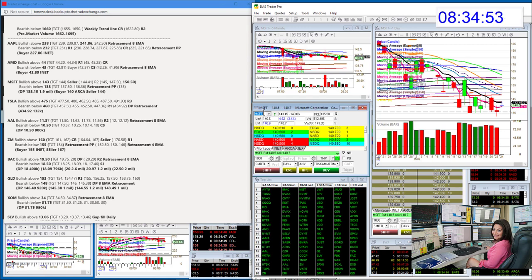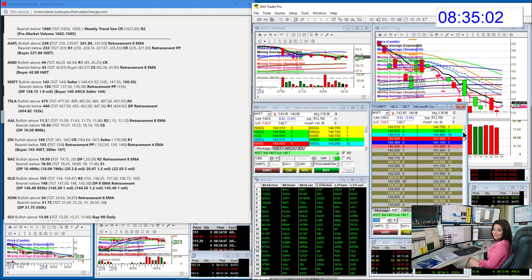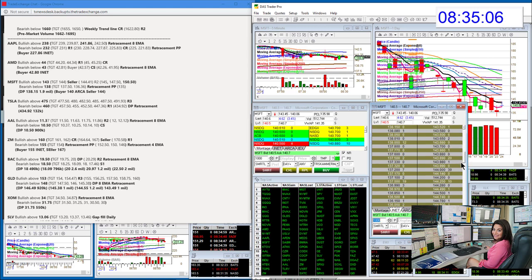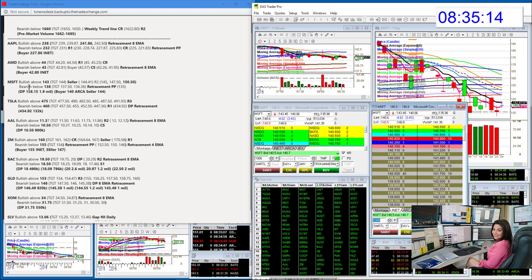All right. Microsoft, we're going to be bullish above 143. I did see a seller at 144 on the book. Let's see if he's still there. Yeah, he's still there on the iNet book. Yep, and bear below 138. The reason I picked 138 is there was a huge dark pool print recently at 138.15. So that is why I'm using that as a key level today.